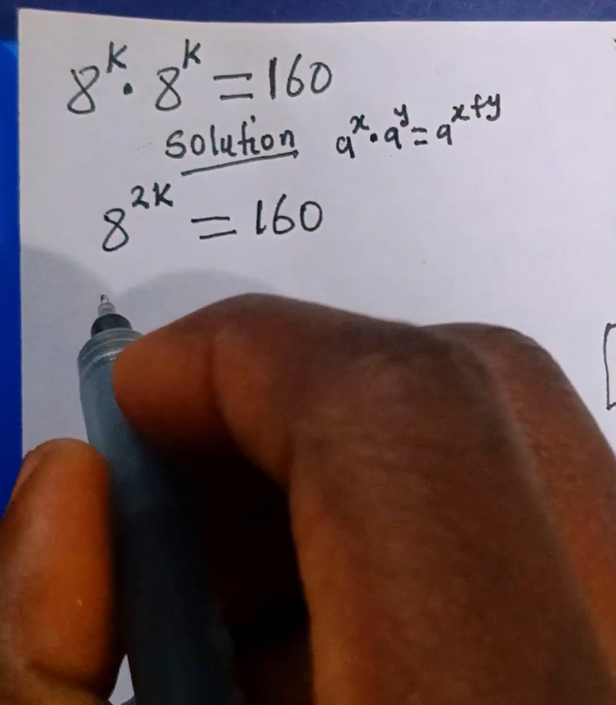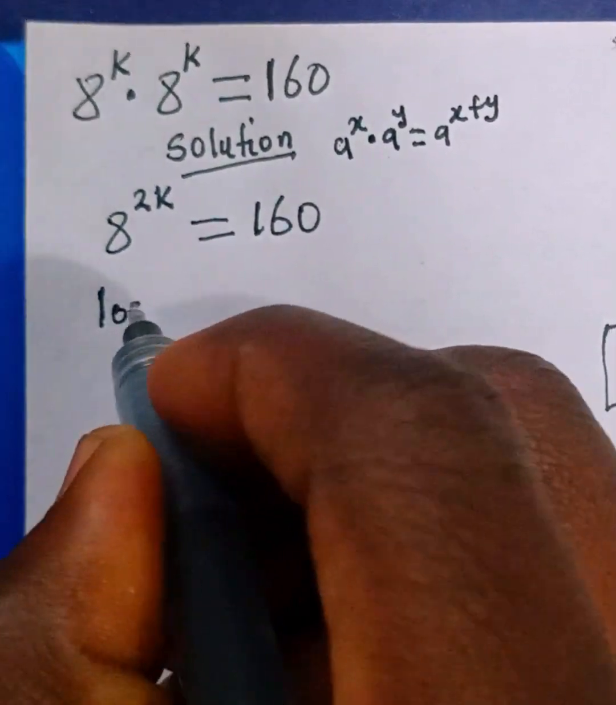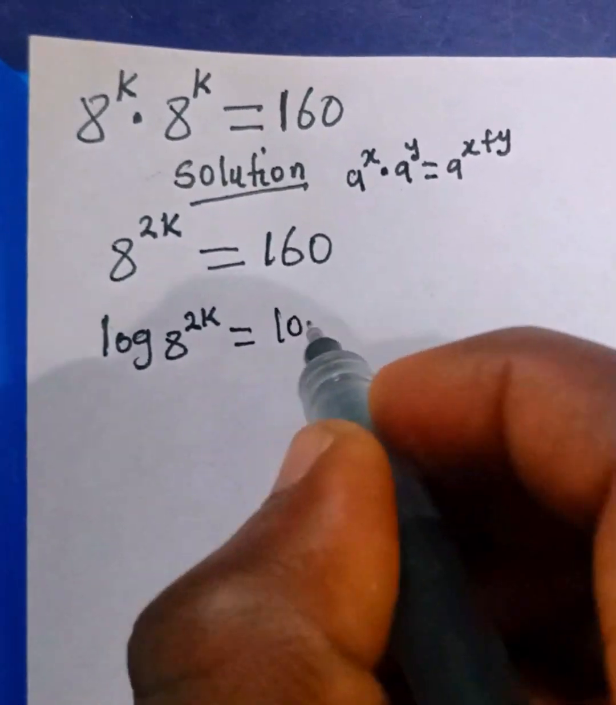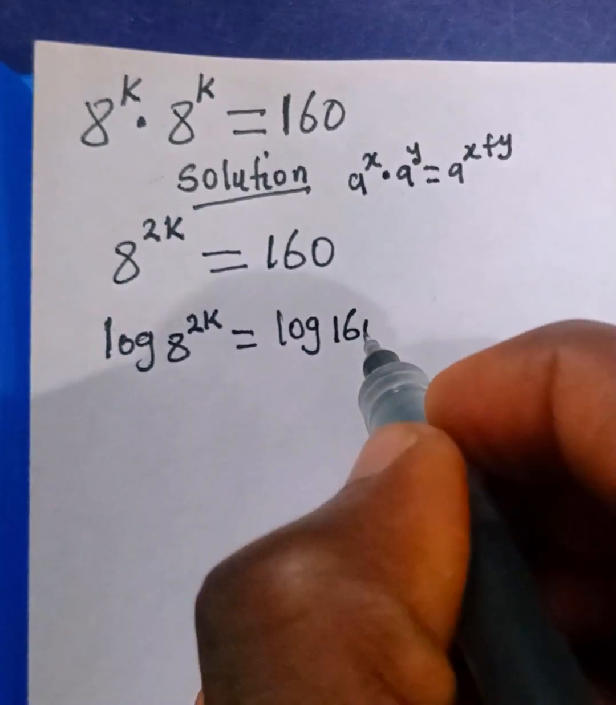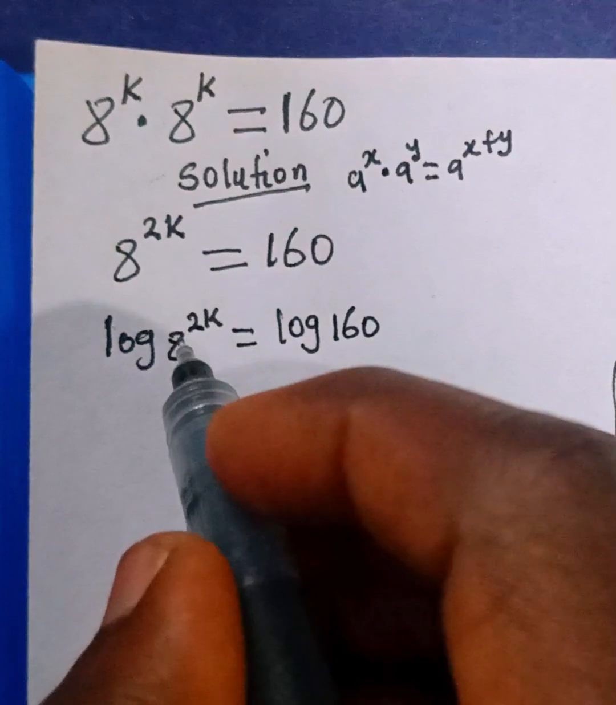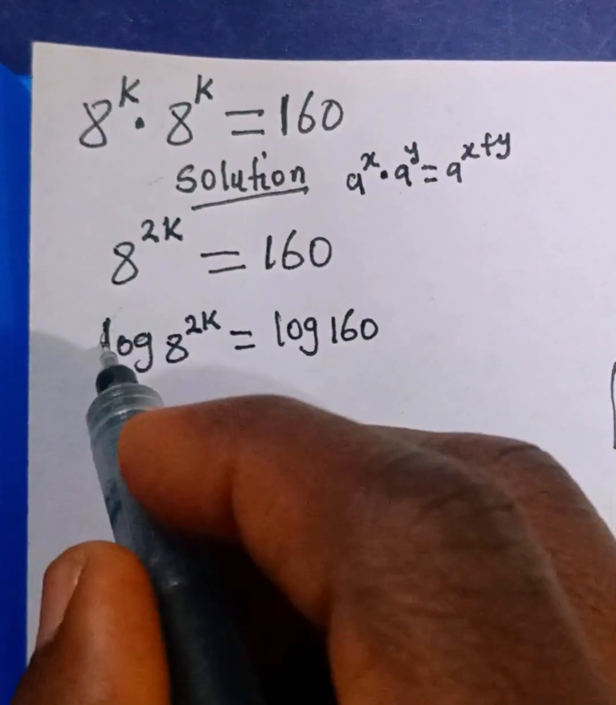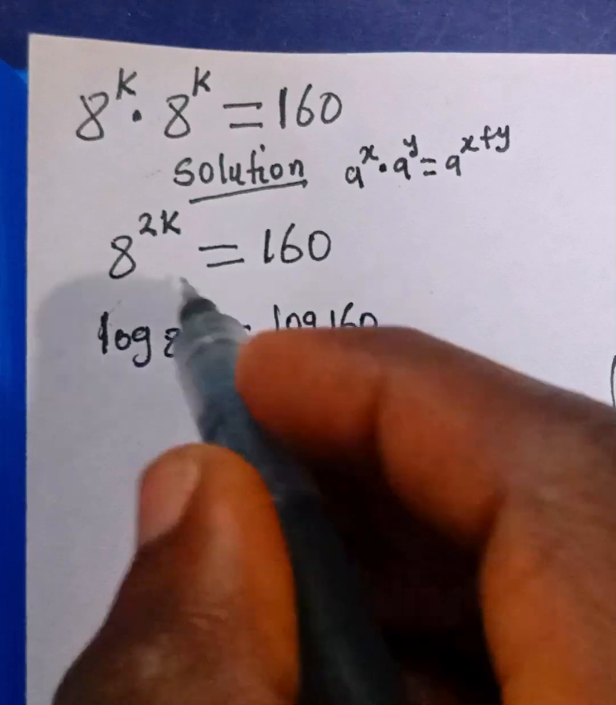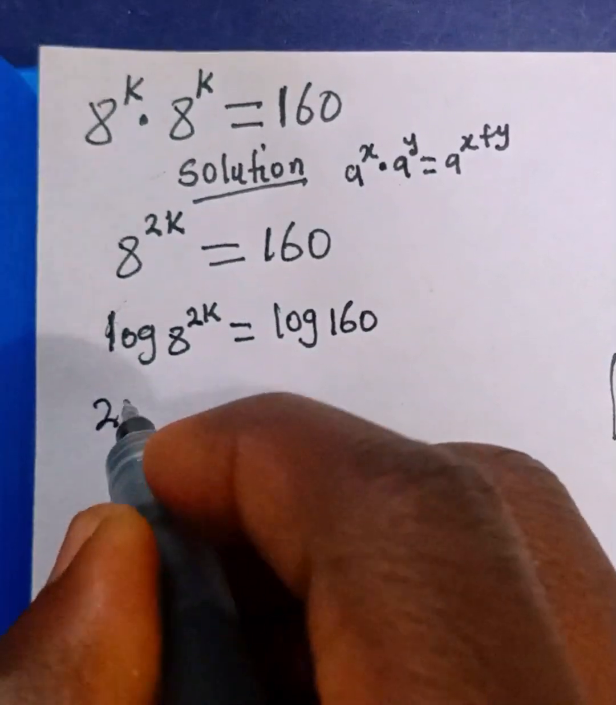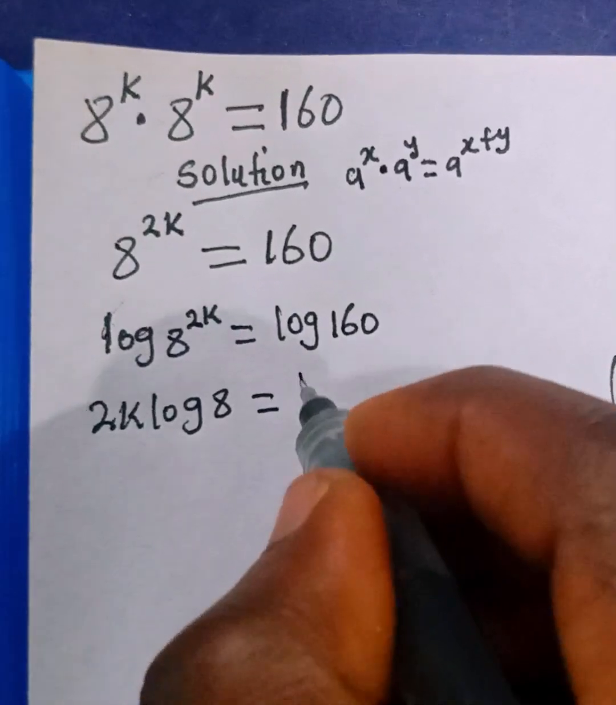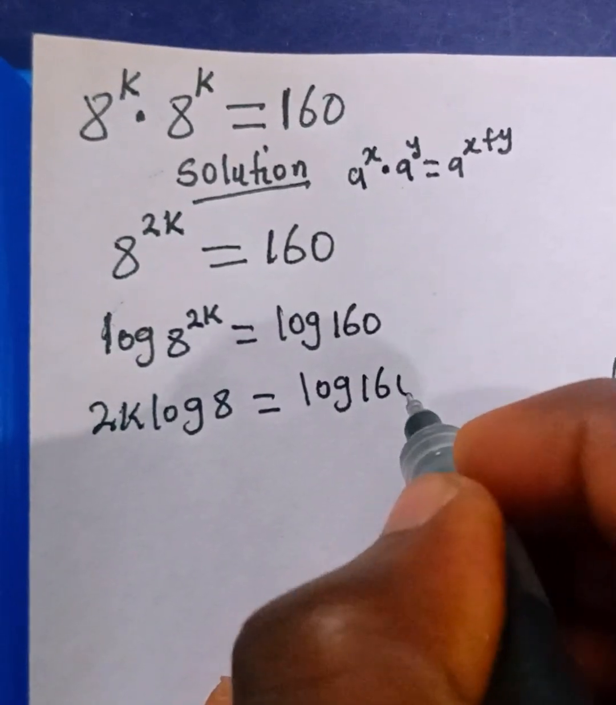So we take the log of the left hand side, we're going to have log of 8 raised to the power of 2k, which is going to be equal to log of 160. The next thing we're going to do is to apply the power property of logarithm. We say that when a term has a power, that power is going to go back to multiply the log. So when we do that, this 2k is going to go back. We are going to have 2k times log of 8, which is going to be equal to log of 160.